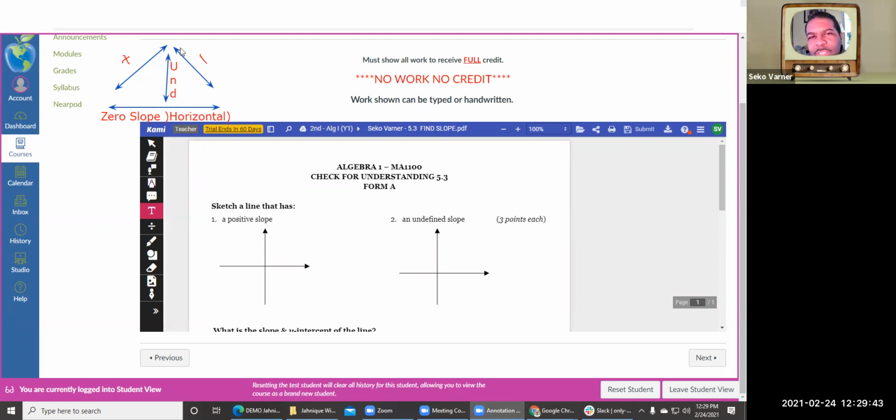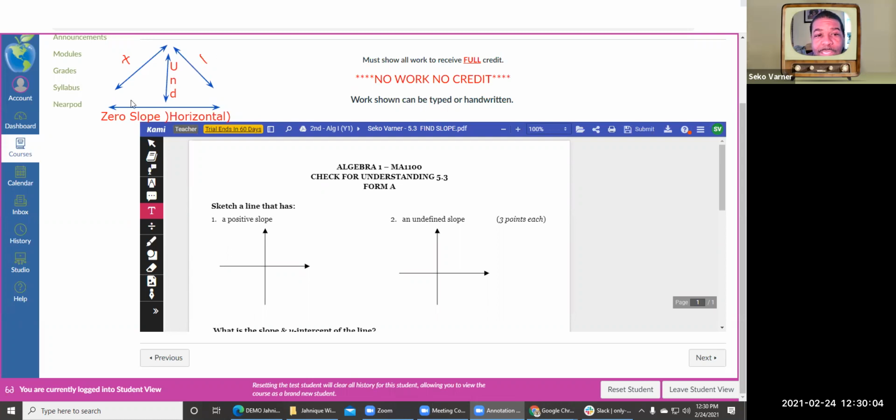Now, this is a little cheat sheet that I normally draw when I'm going to answer questions, just to make sure that I'm drawing or answering correctly. So I'm using Kami. These are our Kami tools. Let's go with our drawing tool. So number one says sketch a line.